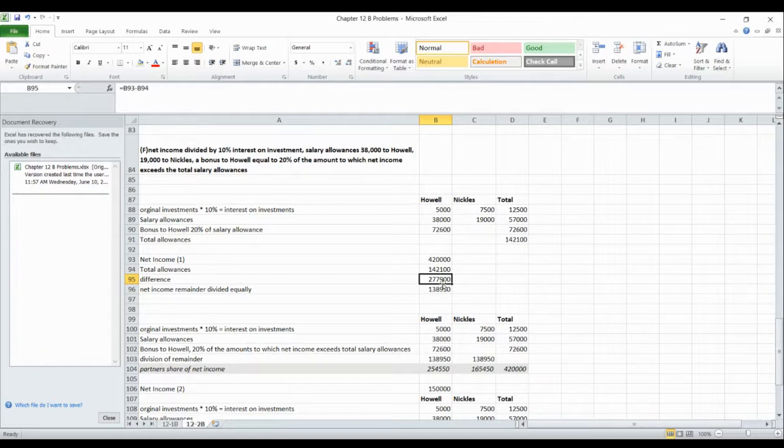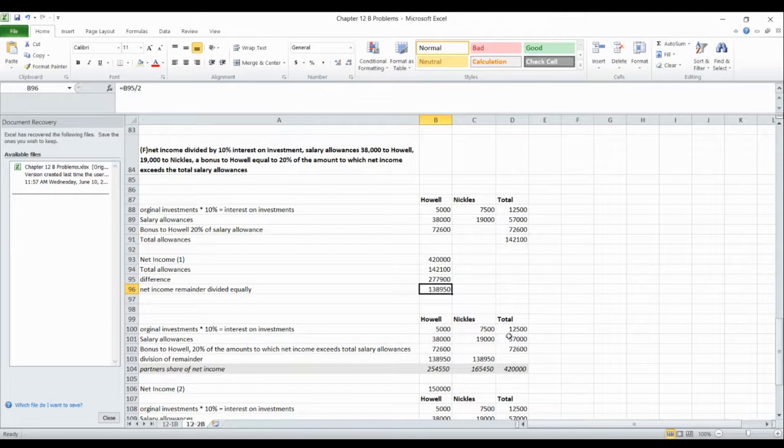When you take $277,900, the difference between the net income and total allowances, you're going to divide this by two partners. The equal amount that would go to each partner is $138,950.